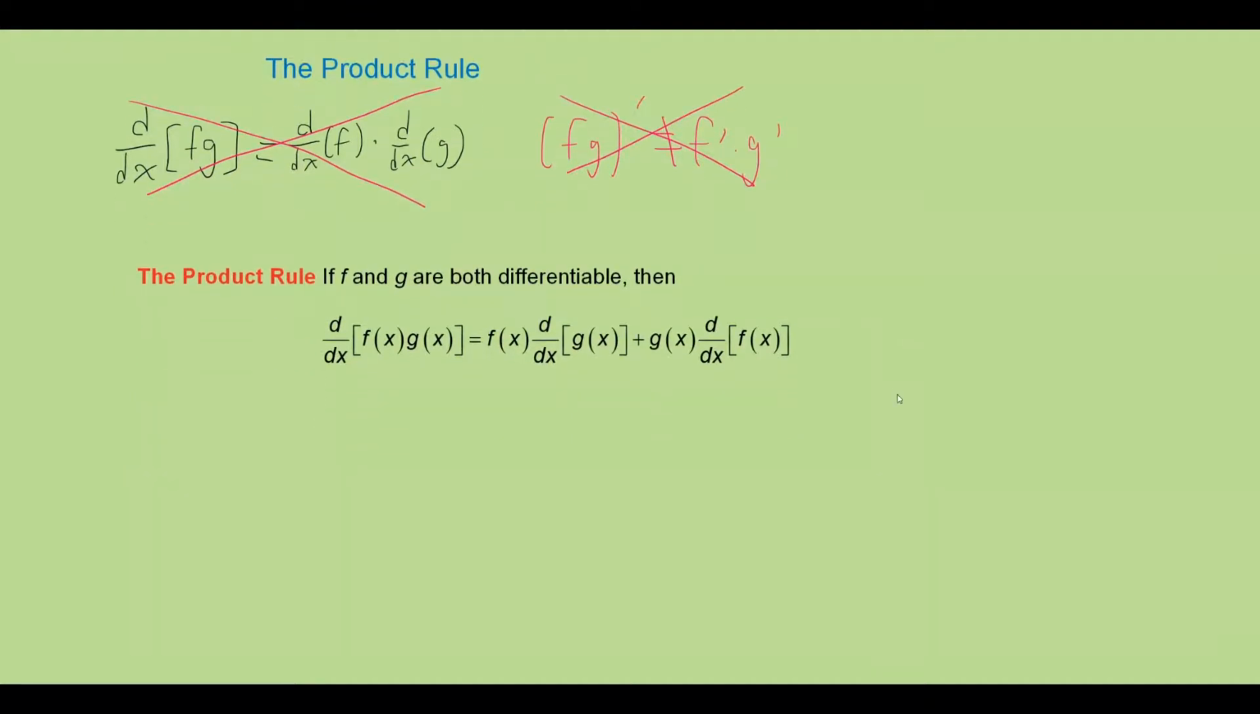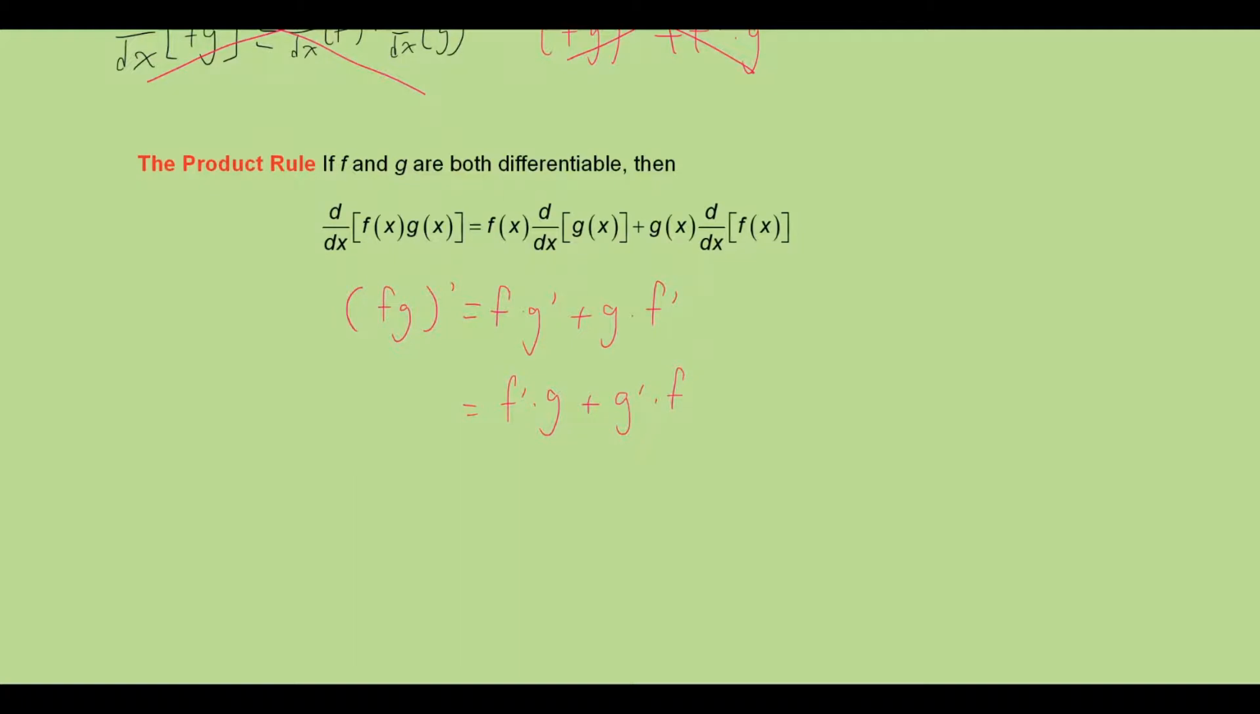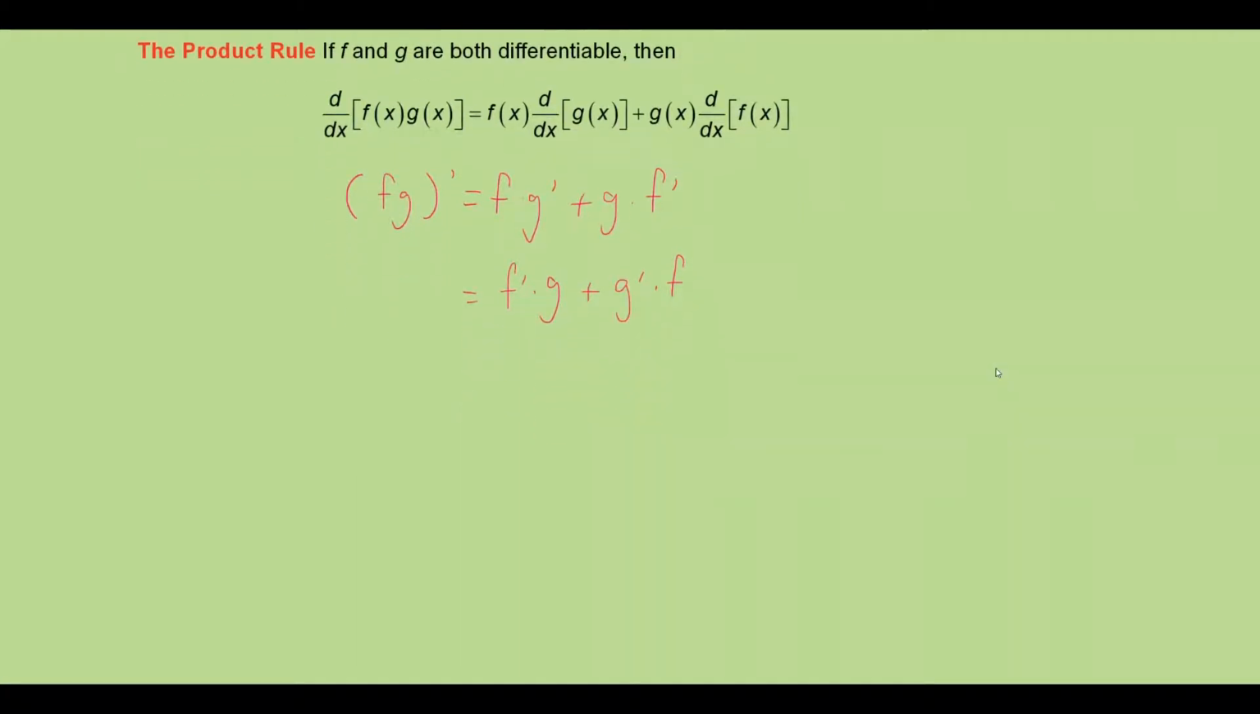Now, this notation is a little annoying, right? So I'm going to write it out in terms of (fg)'. This is equal to f times g prime plus g times f prime, which is also the same thing as f prime times g plus g prime times f, because addition is commutative, it doesn't matter which one comes first. So when you have two functions multiplied together, you have to use this rule to find the derivative. Let's take a look at an example.